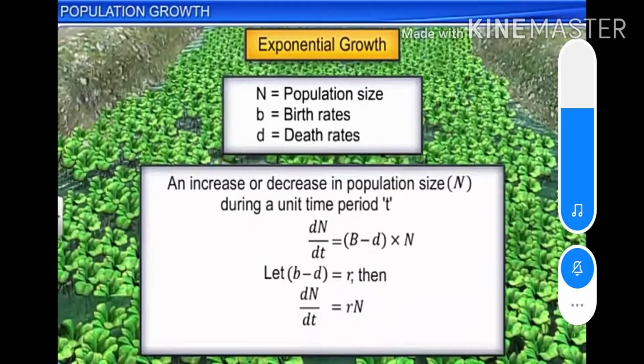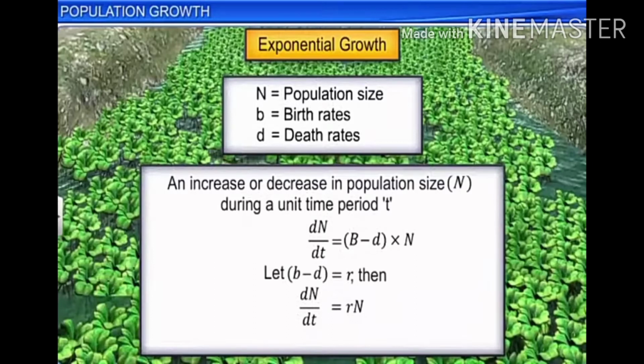provides the value of R, or the intrinsic rate of natural increase. This is a very important parameter for measuring the impact of biotic or abiotic factors on population growth. The intrinsic rate of natural increase is a measure of the inherent potential of a population to grow.